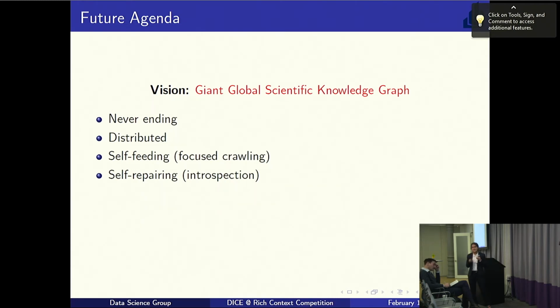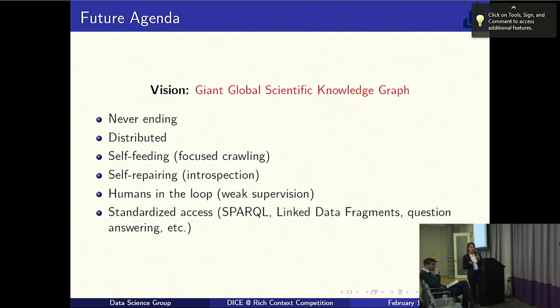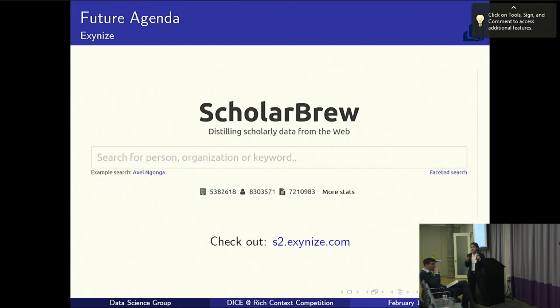And in this, having said that, humans would play a significant role in guiding the knowledge graph to learn in the correct way. So the knowledge graph should be weakly supervised. And lastly, and most importantly, it should have a standardized access via SPARQL, linked data fragments, question answering, or even search engines. So having such a knowledge graph would significantly help not only the researchers, but it would also eliminate the need to manually update or create the ontologies for methods, fields, and other metadata.